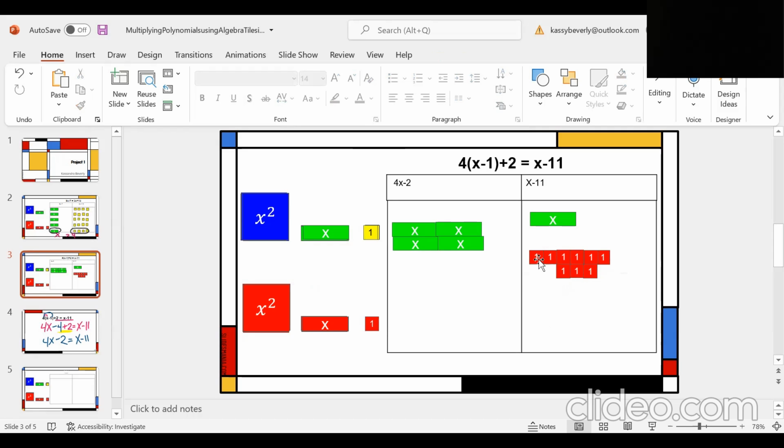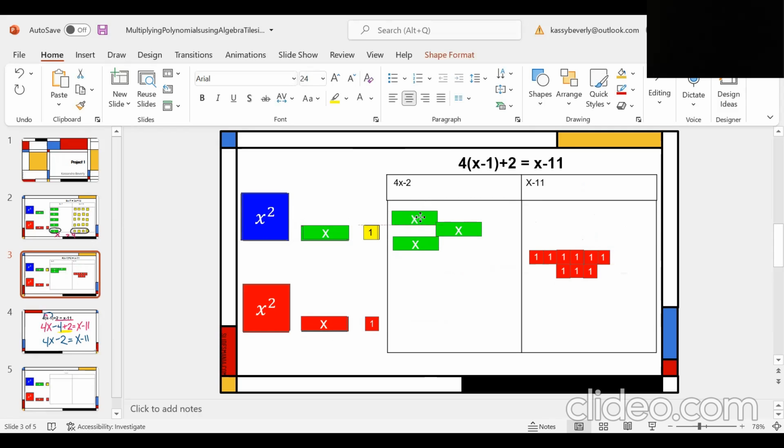Okay. Now, we do have x's on the left side, so we need to get rid of the x on the right side. So we're going to add negative x to our right side. This x is going to cancel the positive x. And what we do to the right side, we're also going to do to our left side. So we're going to bring over 1 negative x. This x is going to cancel the positive x, okay? So now we're left with 3x equals negative 9.